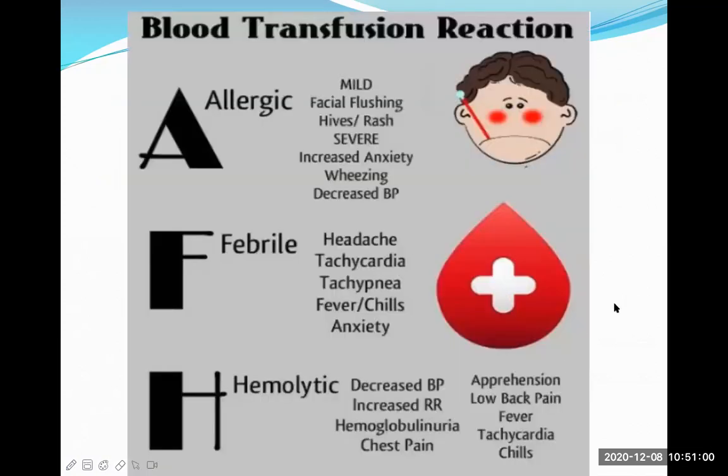Let's move on. Now look at this slide. It is clearly telling it in a very easy way. A, allergic. F is febrile. H for hemolytic reactions. So these are the allergic reactions: mild facial flushing, hives or rashes, severe increased anxiety, wheezing, and decreased blood pressure. So the upper two are mild, and the lower three are severe type reactions. Wheezing occurs in case of narrowing of the lower or smaller airway. So this is considered a bit severe one.